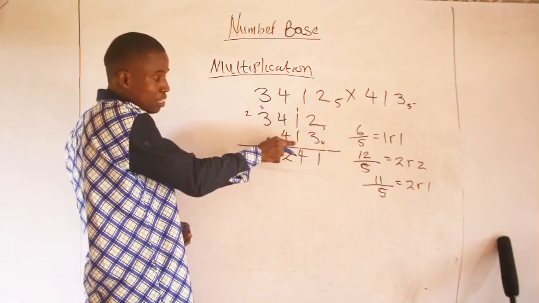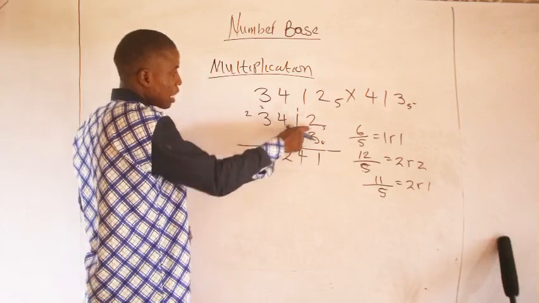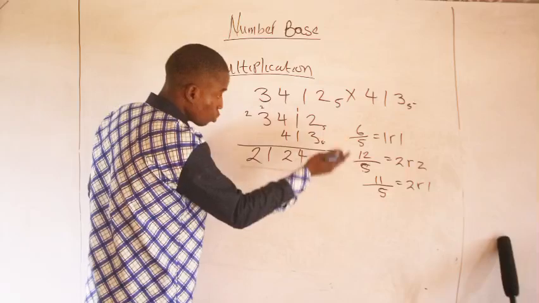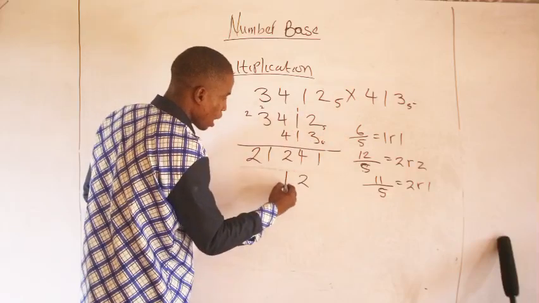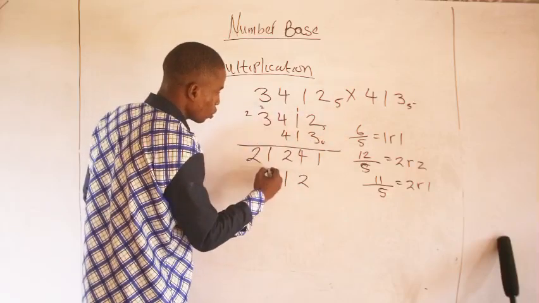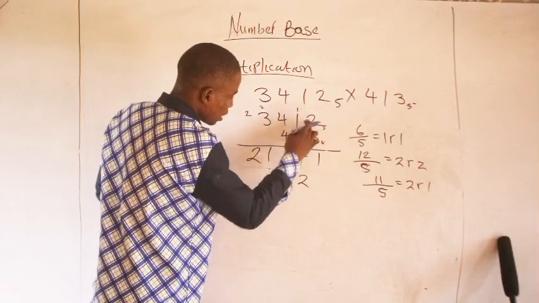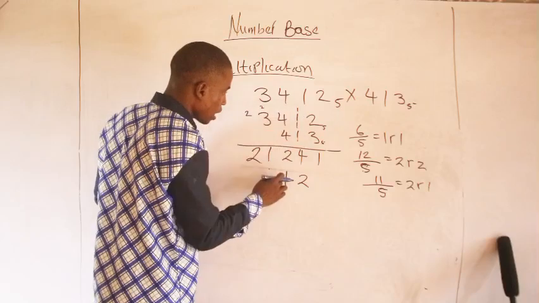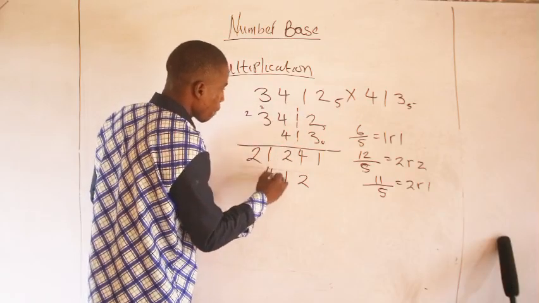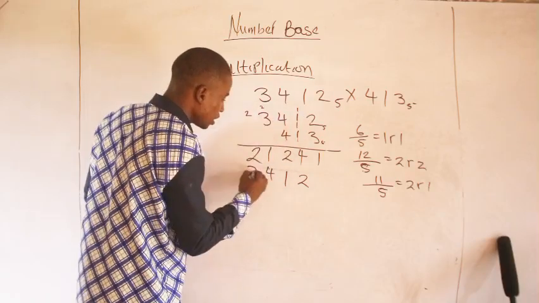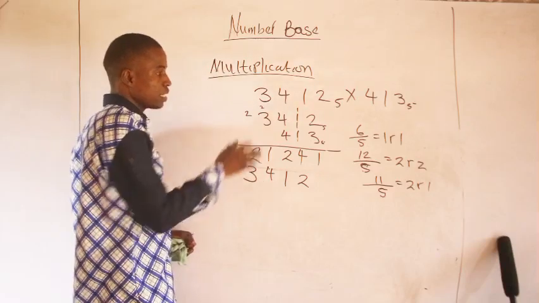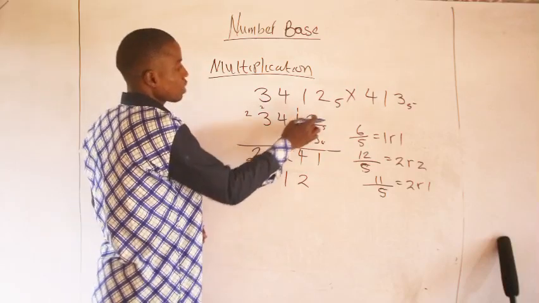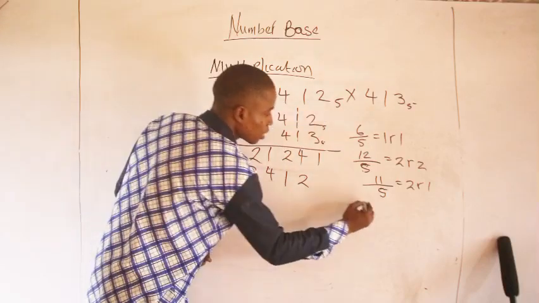Now we are moving to the next one. You start from here. 1 times this is 2, it's not up to the base. This one times this is 1, not up to the base. This one times this is 2, this is 1, this is 4, this is 3. All of them are not up to the base. Now you start from the 4. This one times this is 8.